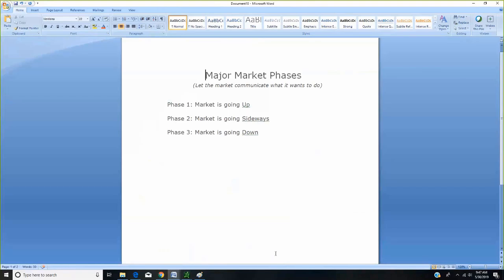If the market is going up, let's recognize what that looks like on the chart and trade upside to the up. If the market is going sideways, let the market communicate and then make a decision. Do not rush into these trades. Be patient. Cycle 3, or phase 3, is the market down, right?